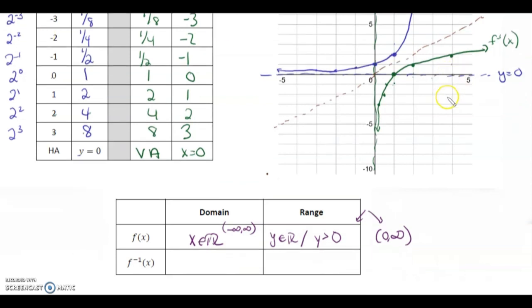Now, let's take a look at the inverse function. Our domain is from 0 to infinity, but it never touches 0 because there's the vertical asymptote. So x in the reals such that x is greater than 0. The other way to write it is 0 to infinity. In regards to the range, we can see that this goes down forever, it eventually goes up forever, so just y in the reals.